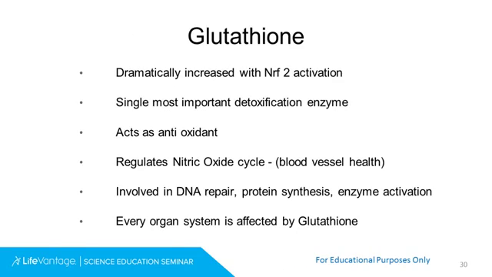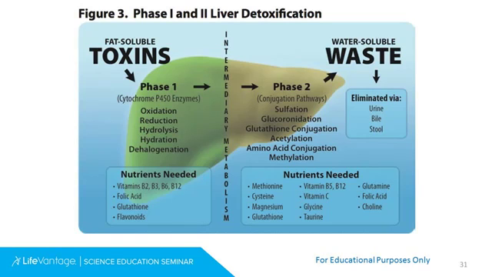So what about glutathione? Glutathione is dramatically upregulated or increased in production with NRF2 activation, in some studies as much as 300%. It is the most important detoxification enzyme. It also is an antioxidant, and it's also important in the nitric oxide cycle, which is what regulates blood vessel health. It's also involved with repairing DNA, making proteins, activating enzymes, and every organ system in your body is affected by glutathione. People who are highly toxic, who have lots of toxins in their body, typically have very low glutathione levels. And I'll show you why.